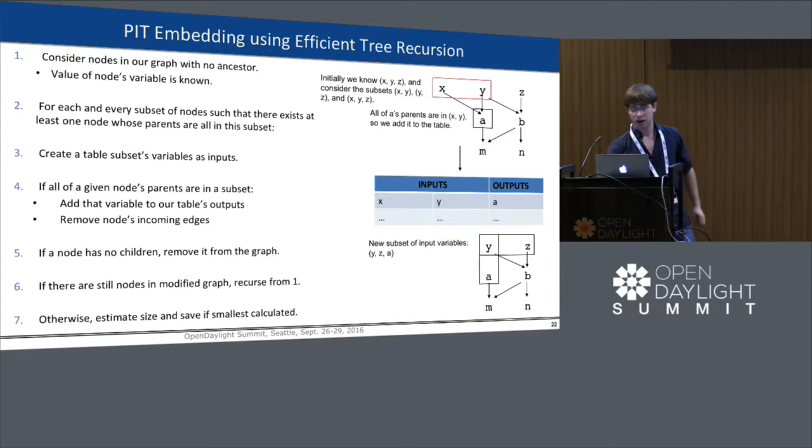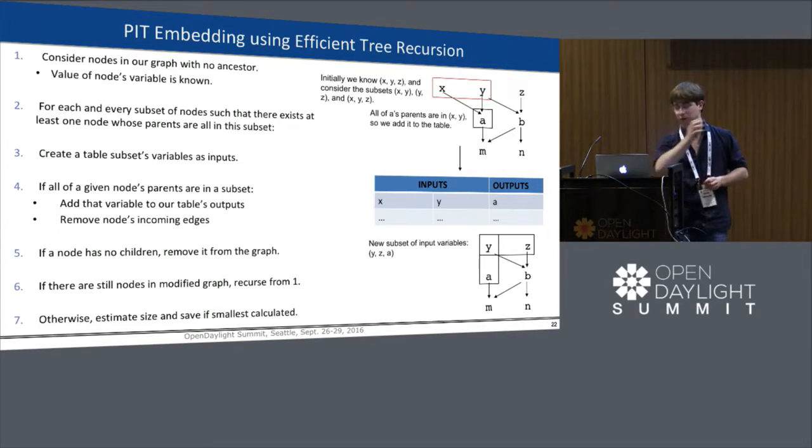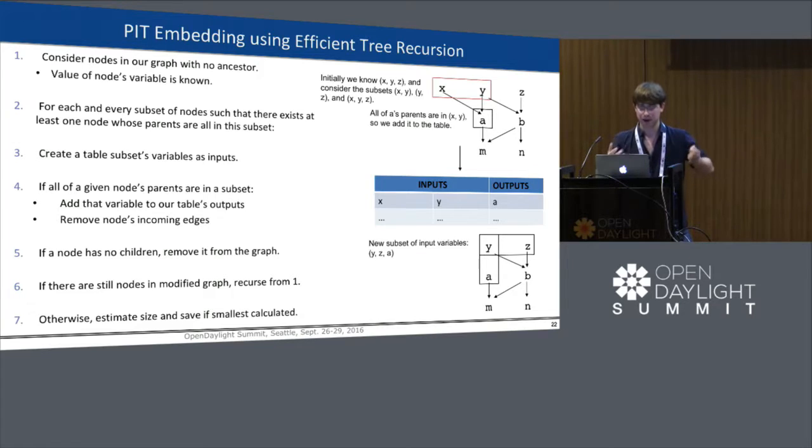Now, for example, if we pick the set x, y, as shown in the diagram, all of A's parents are in x and y, so we'd create a table which takes an x and y and spits out A. We remove every single edge going into A, since we've already taken care of those dependencies in our list of tables. And x, which is disconnected from the main graph, is entirely removed to give us a new subset of input variables.